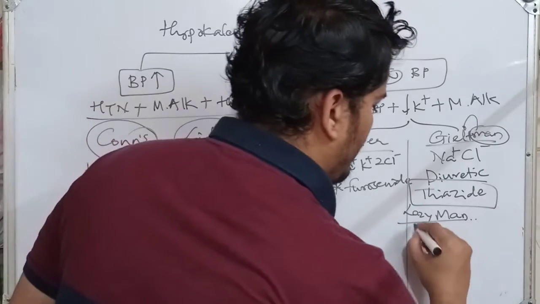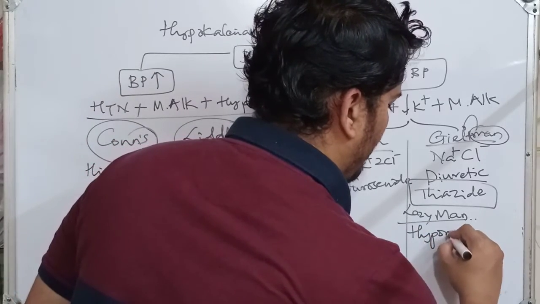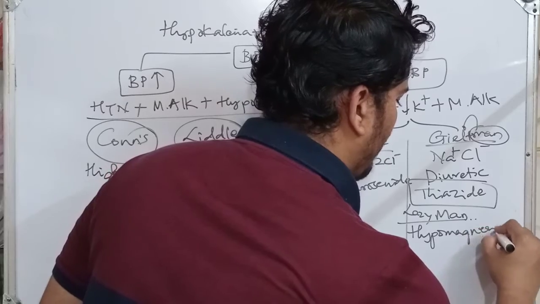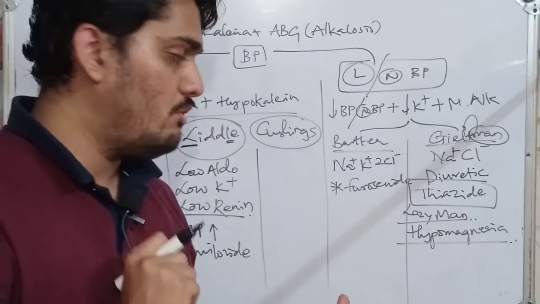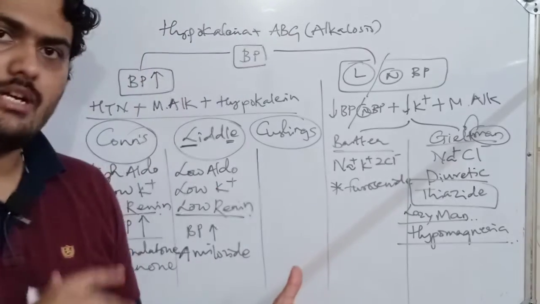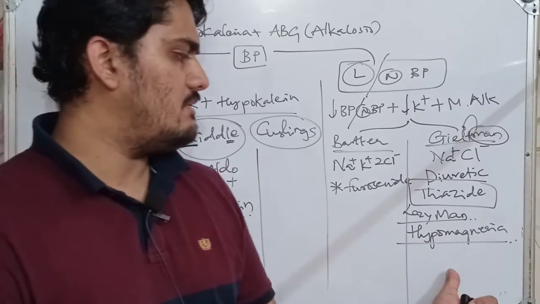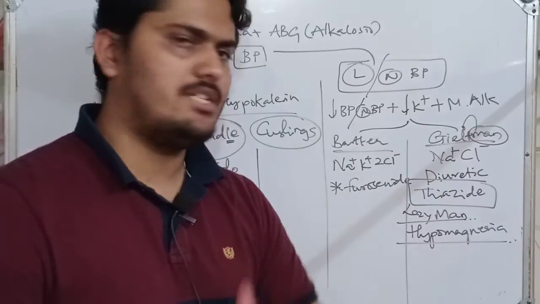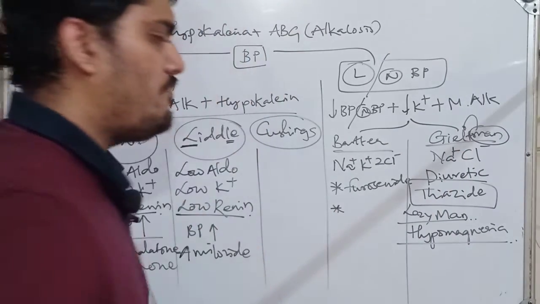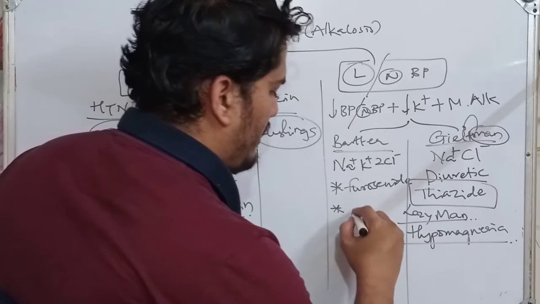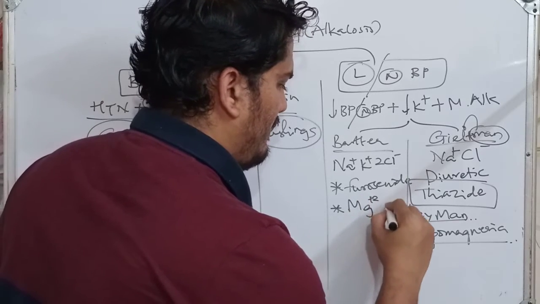So with this we can remember that Gitelman is having low to normal blood pressure. One more M is that the patient is having hypomagnesemia. That is very important. If the question says something about low levels of magnesium or a hypomagnesemia situation, then the diagnosis goes towards Gitelman syndrome. Coming to Bartter syndrome, here the magnesium levels are normal.